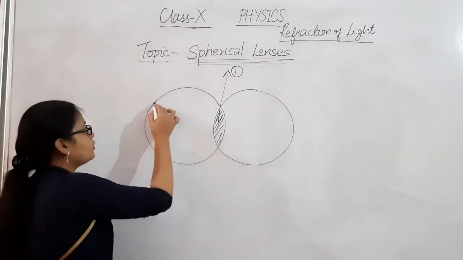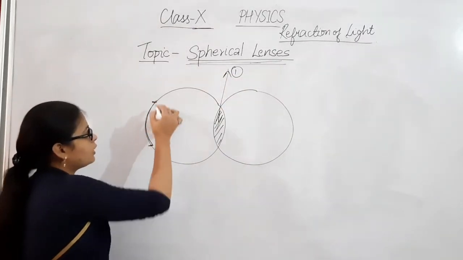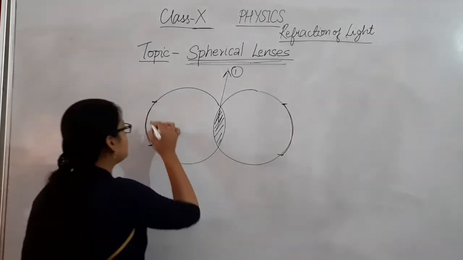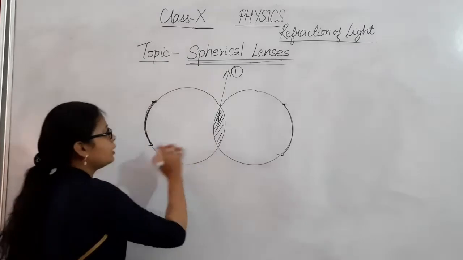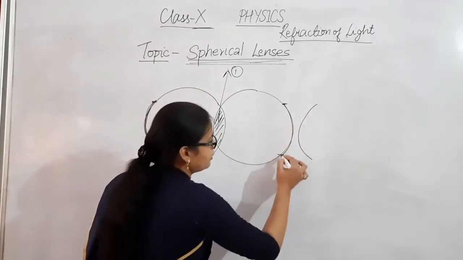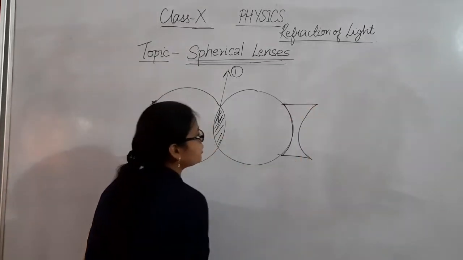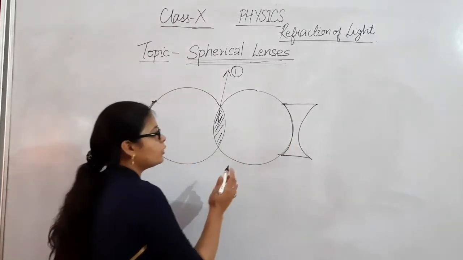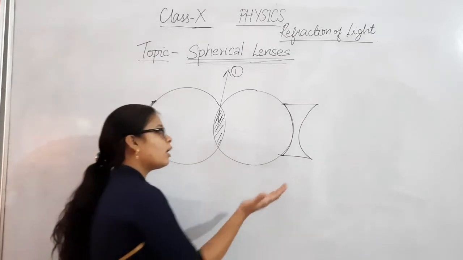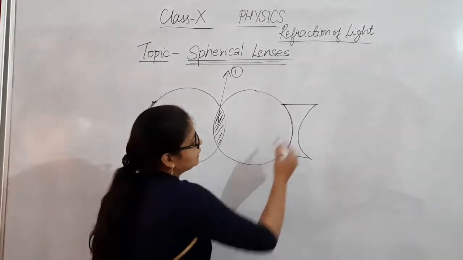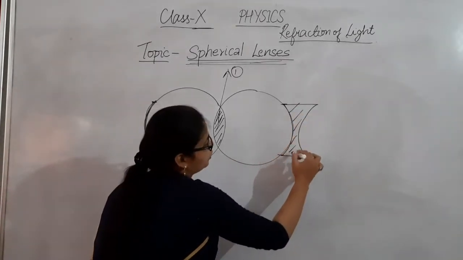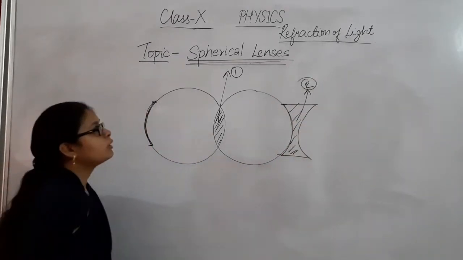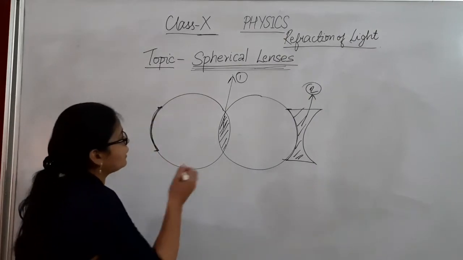While if we cut this much portion from this sphere and this much portion from this sphere, and we cut this portion from here and paste it on this side and join it like this, another lens is going to be formed which will be bulging inside, and this shaded portion is going to behave as another type of spherical lens. So how will you define a spherical lens?